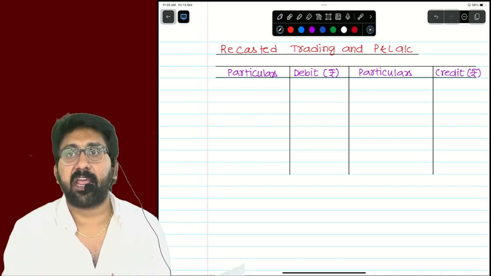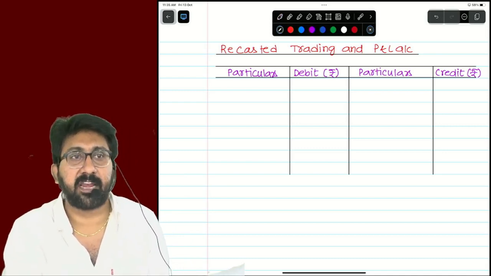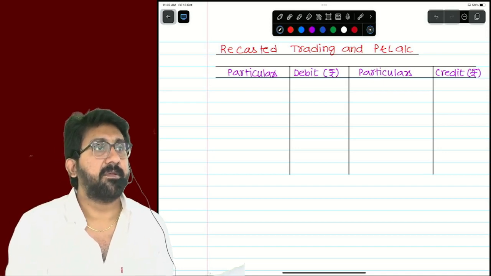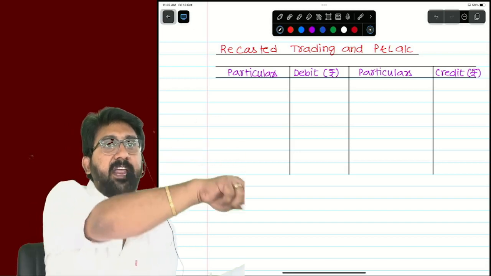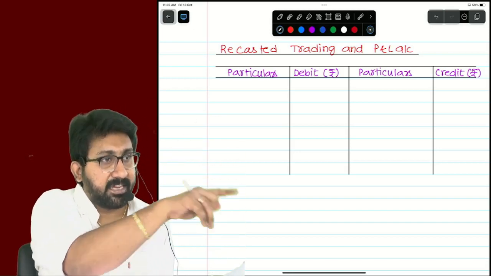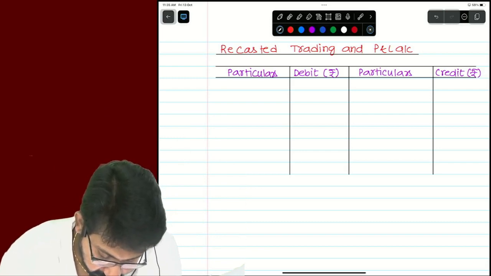First we calculated cost of goods sold. First we calculated gross profit. First we calculated sales. Everyone? On the sales we calculated gross profit. Using that we calculated COGS. In that way if you do, you will not miss any information. First write down.